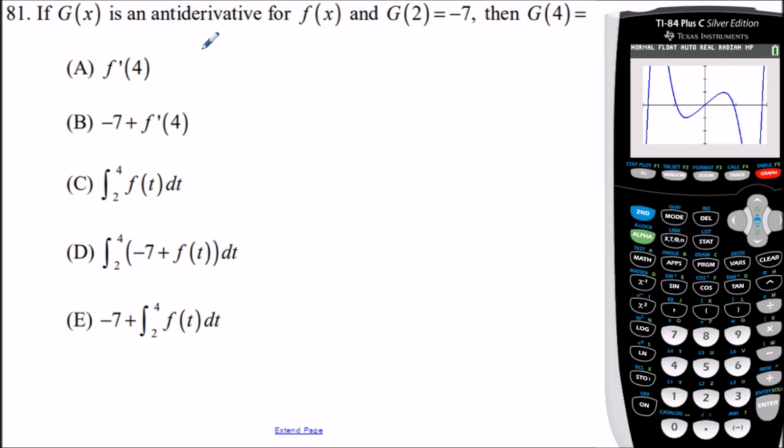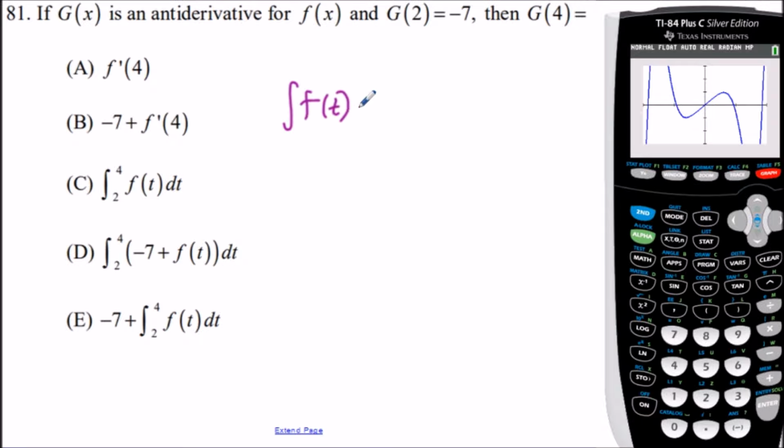For 81, all we're told here is that capital G of x is an antiderivative of f, and we have G of 2, and we want to find G of 4. So in a situation like this, if G of x is the antiderivative of f, we'll set up the expression, the integral of f. And it looks like in the answer choices, they're going to re-index this. They're going to call it the variable t. So I'll just start that over.